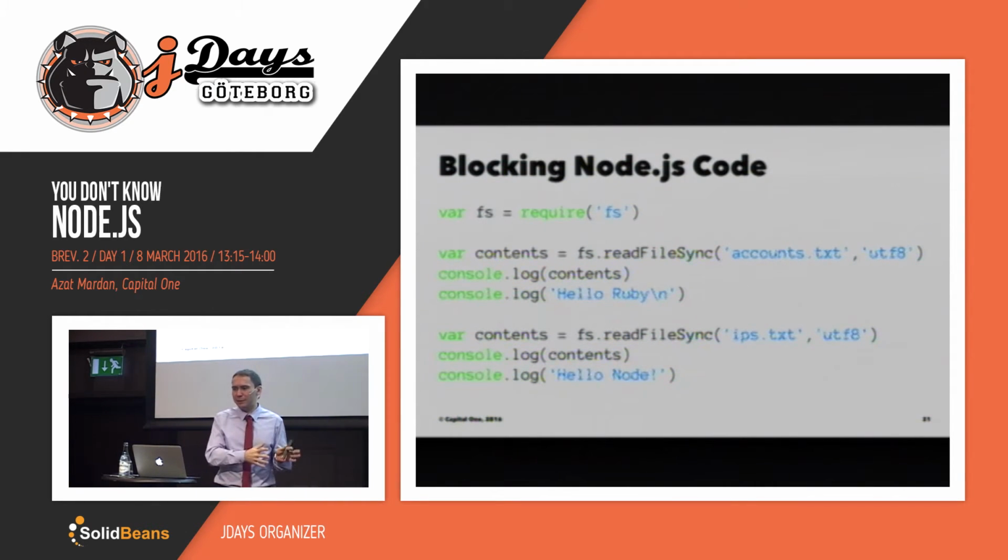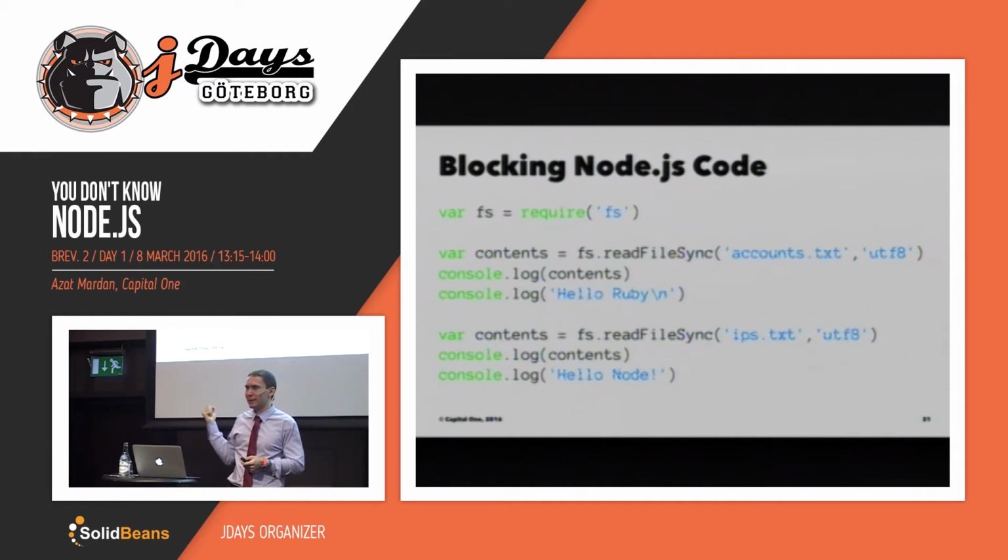One set of methods is synchronous methods, and the way you know is they have sync in their names. So readFileSync is a method to read the data from the file, and you would also have writeFileSync if you would write. So what is happening here, we get the content, and then we output the content, and then we would say hello Ruby. And then the same thing happens with hello Node. So basically each line goes one by one.